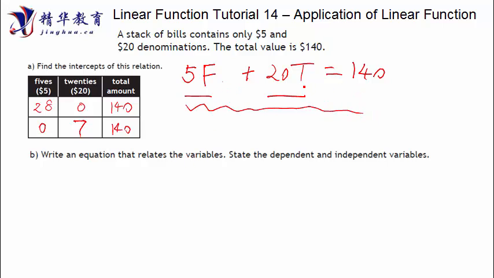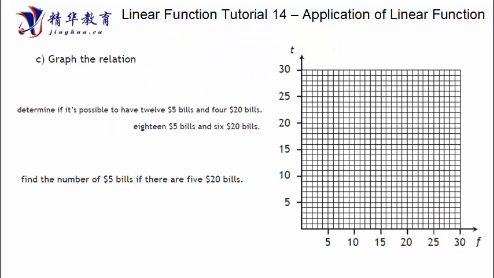We can say f is the independent variable and t is the dependent variable, or vice versa. It's okay. One determines the other. So we get 5f plus 20t equal to 140. That is the relationship. Then let's see the next one.